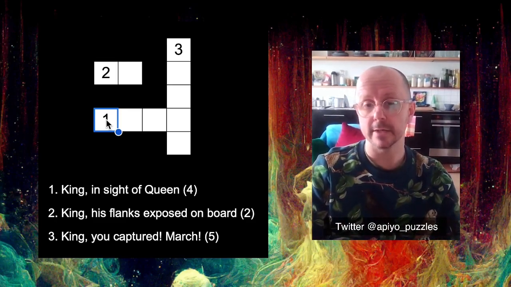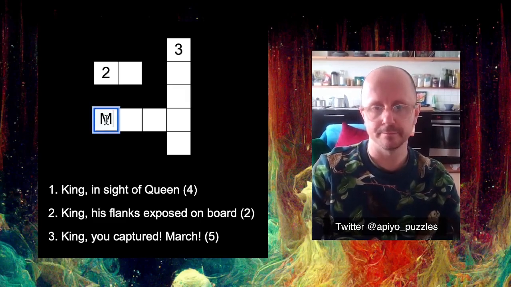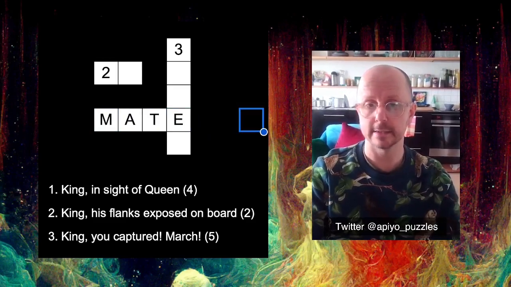But another way of considering it is if we have an actual king and queen who are a couple, then the king from the point of view of the queen is her mate. So king inside of queen is mate. And you might notice that mate is a chess term, so that might be relevant as well.